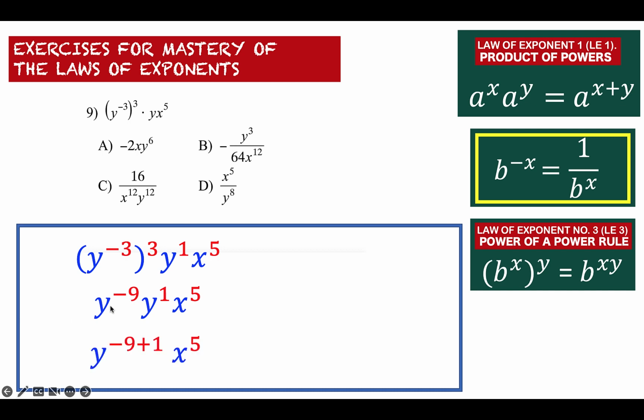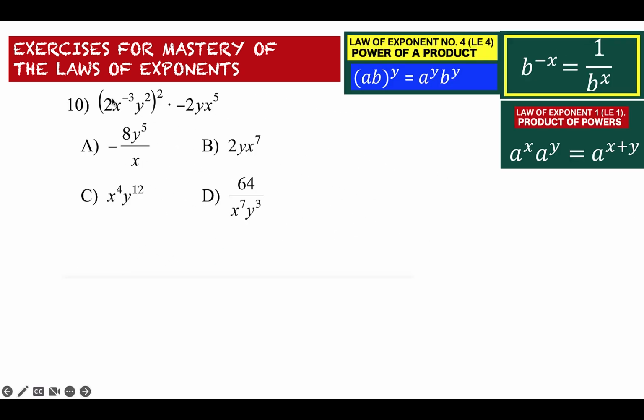Then, you will see that y and y have a common base, so we can add the exponents applying law of exponent number 1. Then, simplify. We still have a negative exponent here, so we use the conversion from negative to positive. This y raised to negative 8 goes to the denominator, and the exponent is now positive. So that is the answer, letter D.